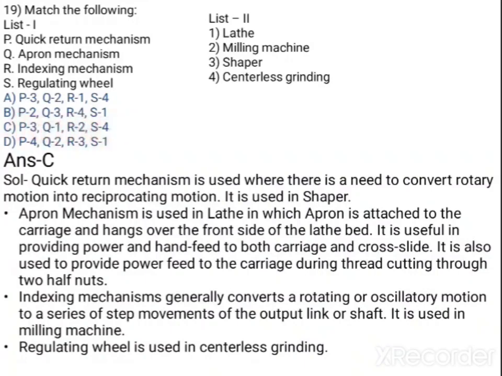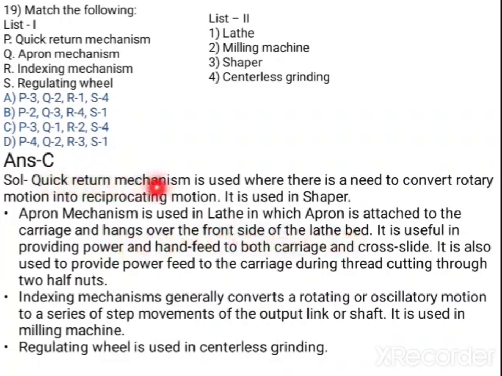Look at here, apron mechanism. Okay, apron mechanism is related to a lathe. So you can see the solution they have provided. Regulating wheel is used in centerless grinding. Indexing mechanism generally converts a rotating oscillatory motion to a series of step movements of an output link or a shaft. It is used in a milling machine. Yes. Apron mechanism is used in a lathe, in which the apron is attached to the carriage and hangs over the front side of the lathe bed.